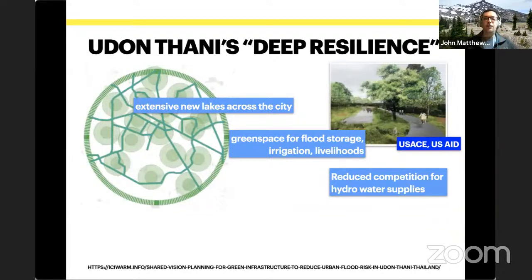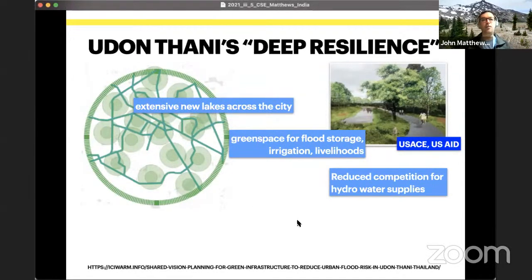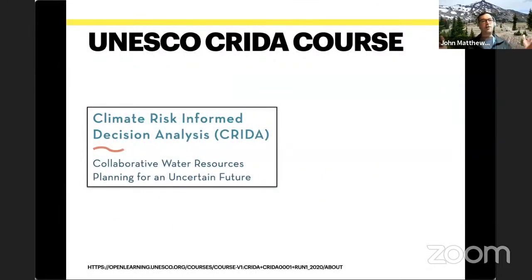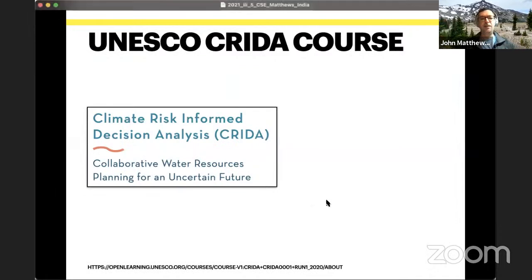So they've created these lakes. They provide green space and flood storage, irrigation, livelihoods, actively used by the residents of the city. And they have also been able to reduce very effectively the competition for hydropower and irrigation water supplies. There's a link down at the bottom that you can follow later that goes into some more detail about what's been done there. And I like to think of this almost as a kind of deep resilience idea, because it's such an encompassing approach.